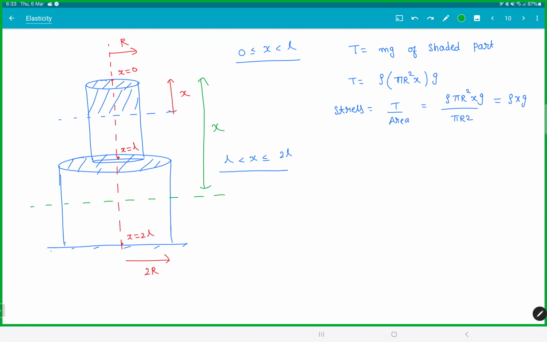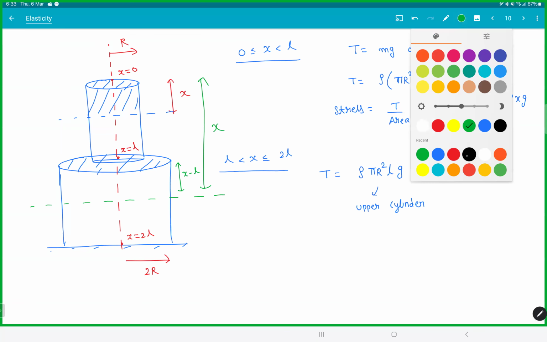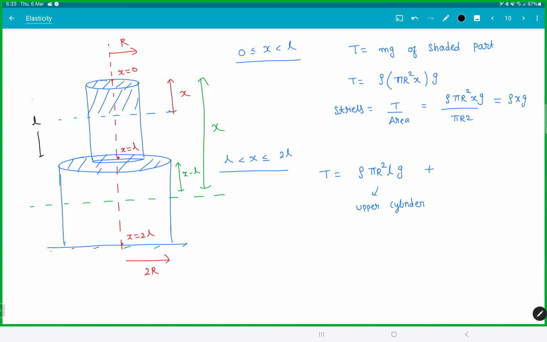Now what will be the tension here? Now the tension will be the weight of the small cylinder, which is rho pi r square L g. This is the upper cylinder ka total weight plus, if this is L, then this length will be x minus L, because this whole length was L and that whole length was L.